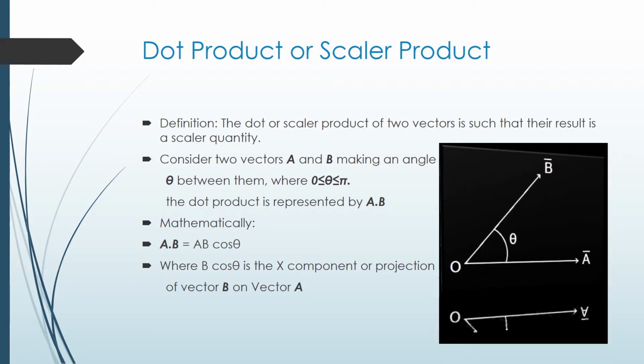Now if you consider the figure in which you have two vectors A and B, and there is an angle theta, and theta is considered to be greater than or equal to 0 and less than or equal to 90. If you represent the dot product as it has been shown in the slide, mathematically A dot B is equal to AB cos theta, where B cos theta is the x component of B vector, or you can say it is the projection of B vector along A vector.